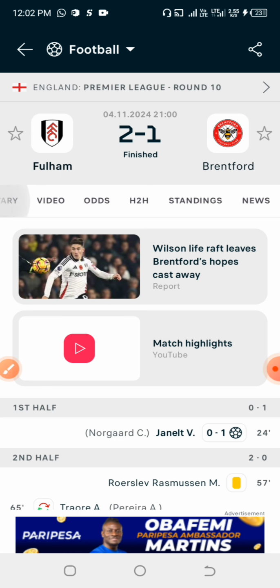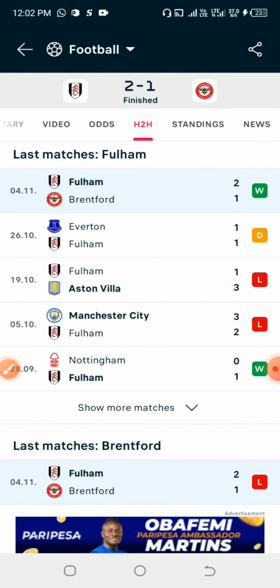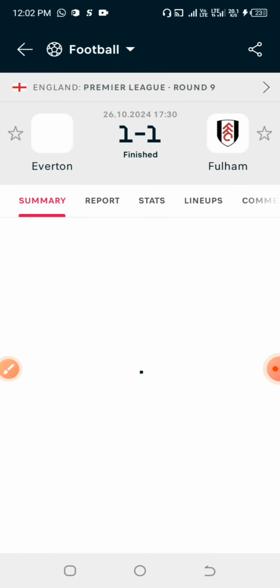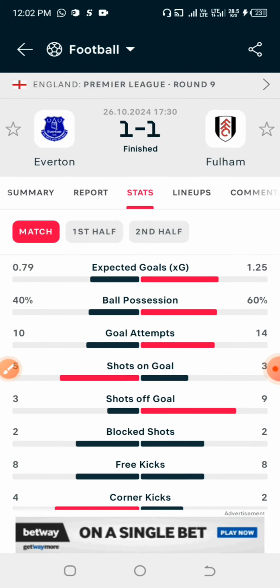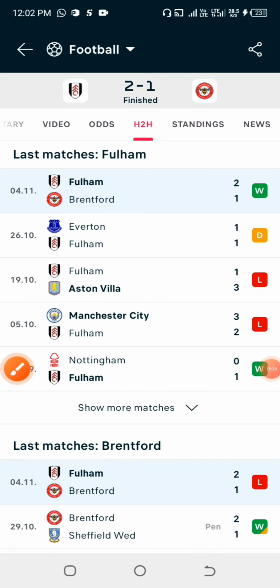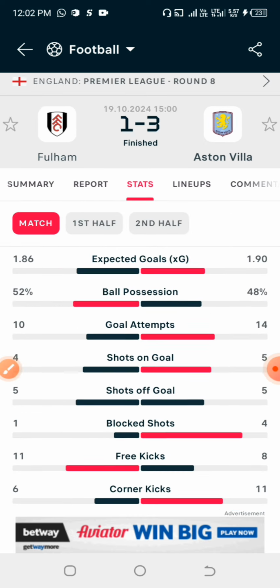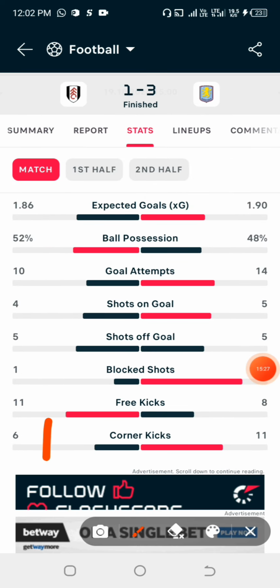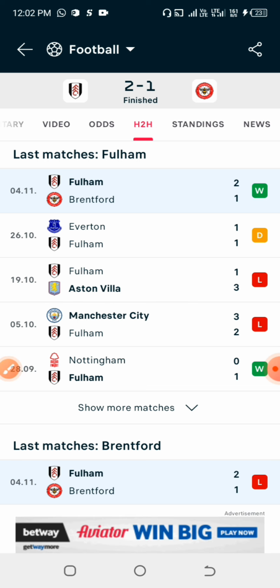So now, this is how I want you guys to observe things. If you look at the match between Fulham and Brentford, looking at the last game that Fulham had against Everton, the corners ended up 4-2, which happens to be 6 corners. And looking at the last game they had against Aston Villa, they had 17 corners. So adding 17 corners to 6, that is 23.